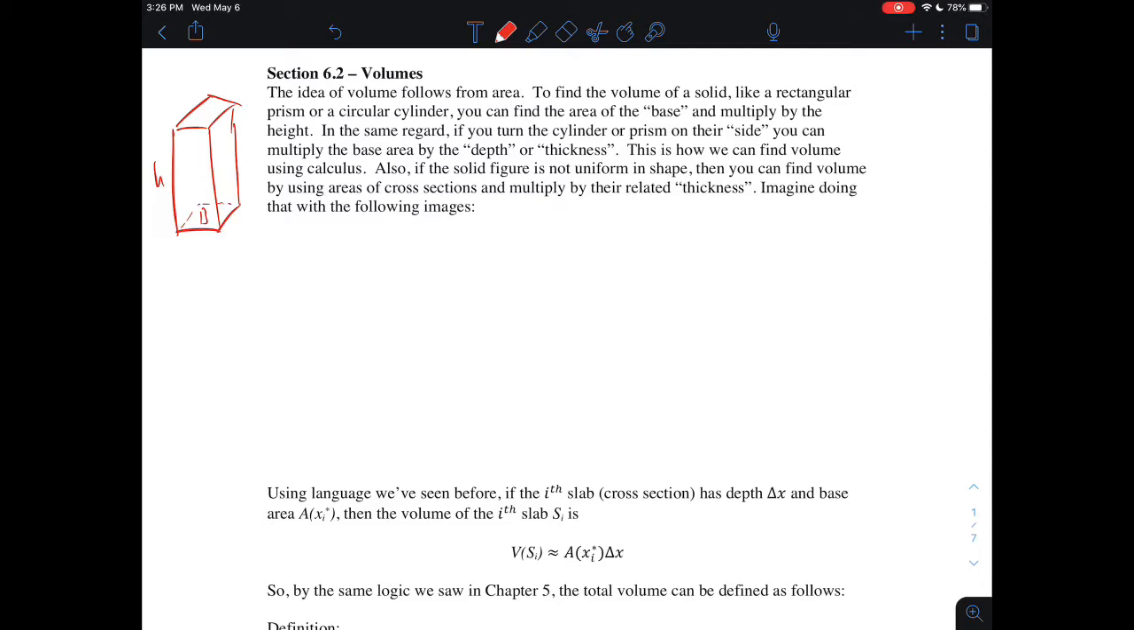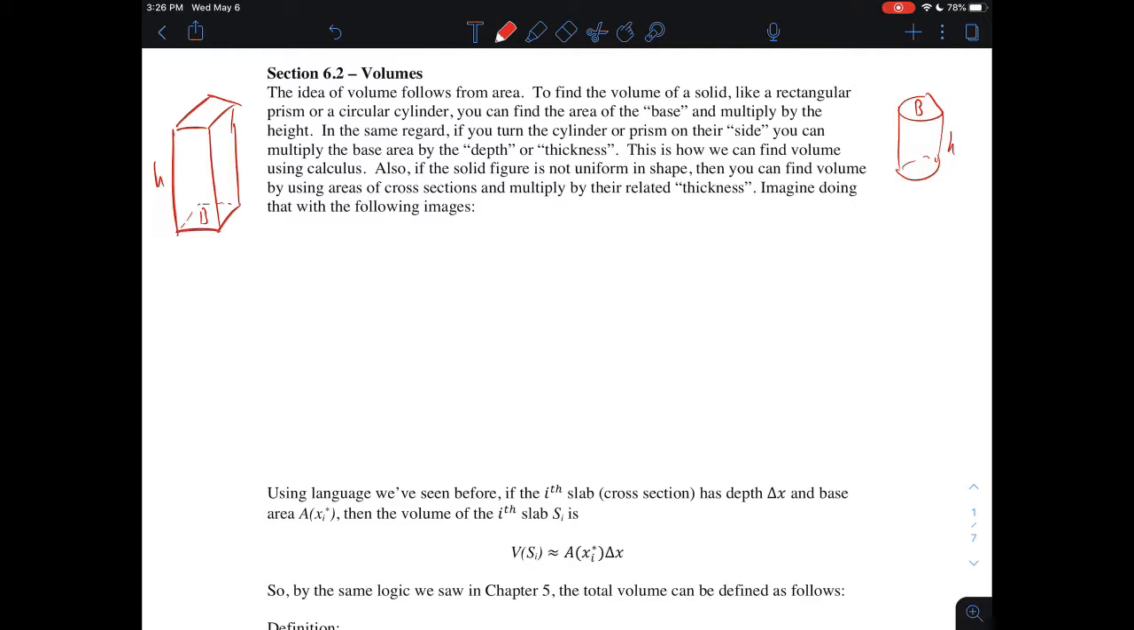A circular cylinder, just think of like a can of Pepsi. You've got a circle on top and bottom. That's a circular cylinder. Same idea. You can find the area of a base, which is really just a circle, and then multiply by the height. In the same regard, if you turn the cylinder or prism on its side, you can multiply the base area by the depth or the thickness.